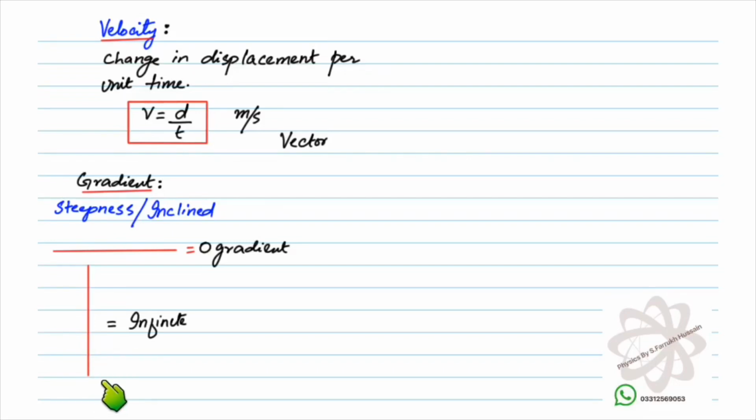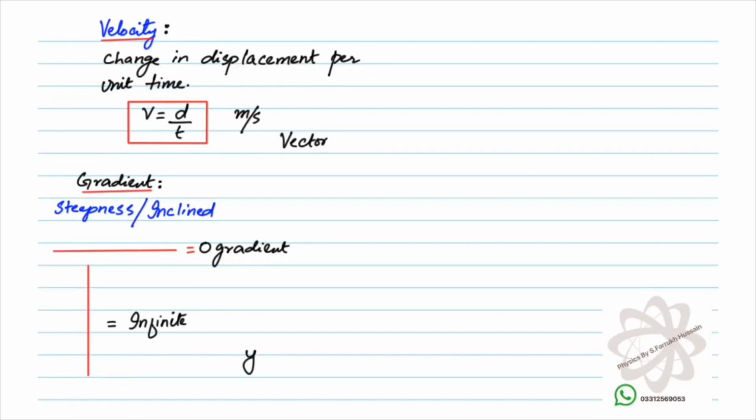This will give the maximum gradient to that line, because if you increase the angle further, it will start to decline towards the x-axis. So this is the maximum inclination a line may have with the x-axis, which is 90 degrees. So remember always that a horizontal line has a zero gradient, while a vertical line has a gradient which is infinite.